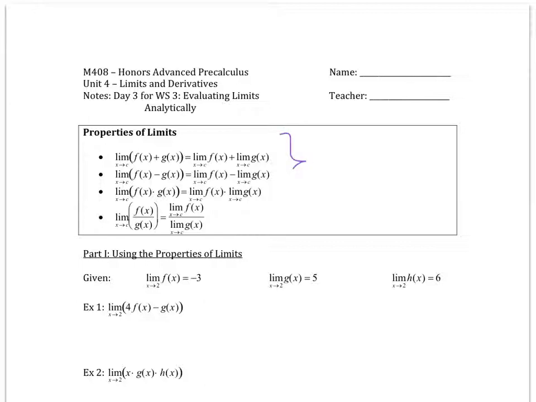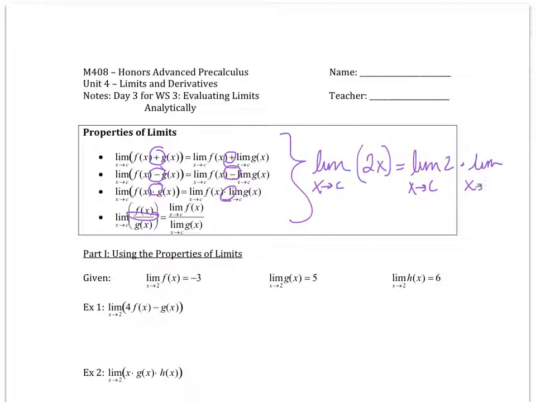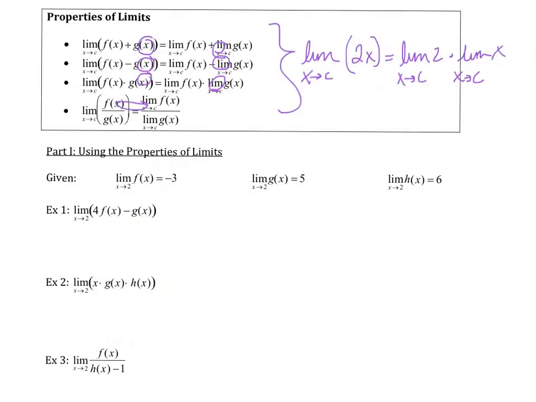First, what we want you to notice here in this box is that if we see a sum, difference, product, or quotient of two functions within a limit expression, we can separate those two functions and evaluate the limit individually. So for example, if I were to give you the limit as x approaches c of 2x, then we could divide this into the limit as x approaches c of 2 times the limit as x approaches c of x.